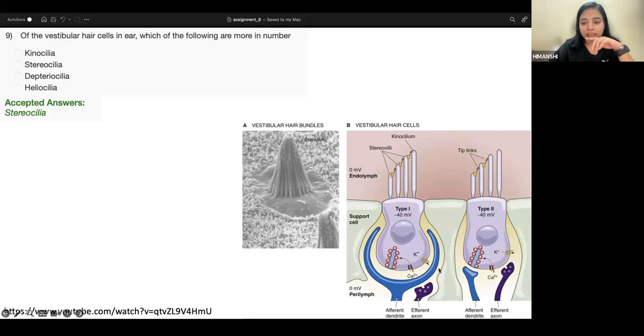Don't worry about these channels. This is some extra information because you guys are aware of channels, transporters, especially calcium, potassium, right? You guys are also aware of action potential. You guys are also aware of afferent and efferent axons, right? So just for connecting all the information, I have kept this figure, but this figure is mostly for understanding the kinocilium, that they are lower in number and there are multiple stereocilia.